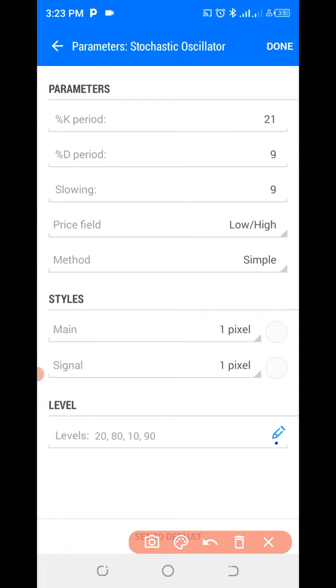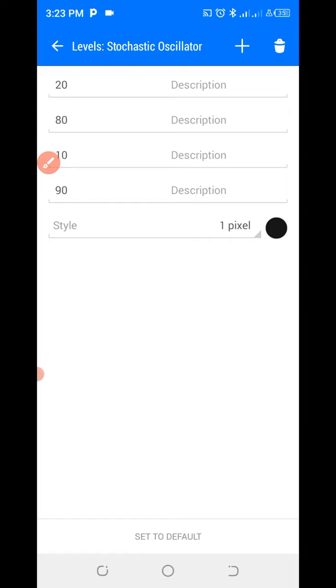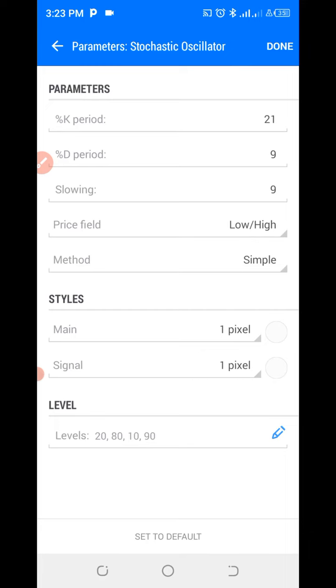So once you are done, the levels: we have 4 levels: the 20 level, the 80 level, the 10 level, and the 90 level. Now the 20 level and the 10 level are going to be for a buy on Crash. Then the 80 and the 90 levels are going to be for a sell on Boom. So once you are done, you click on done, right?